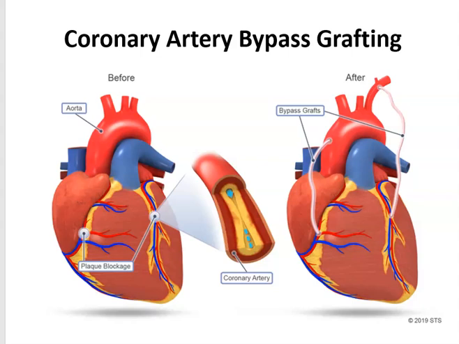So the procedure itself, and I'm on page 231 in the CPT manual, involves the surgeon using blood vessels from another part of the body and then connecting them to blood vessels above or below that narrowed artery so that they can bypass the narrowed or blocked coronary arteries.